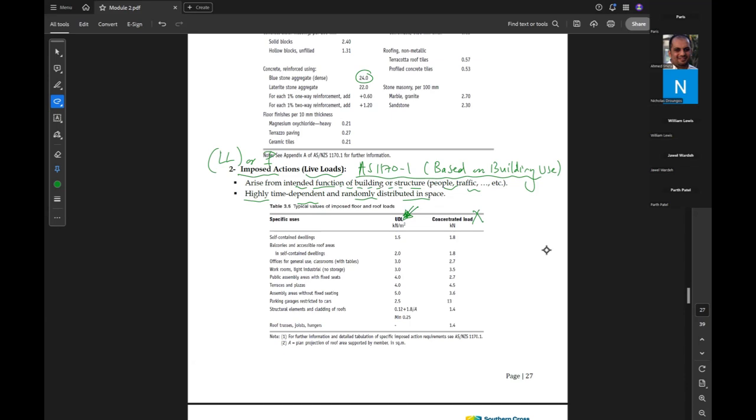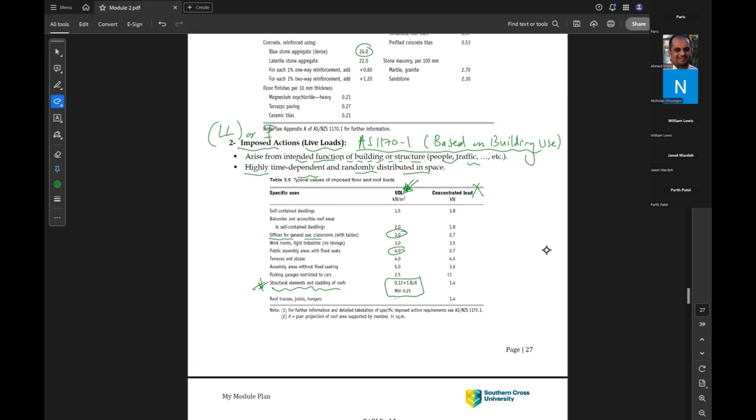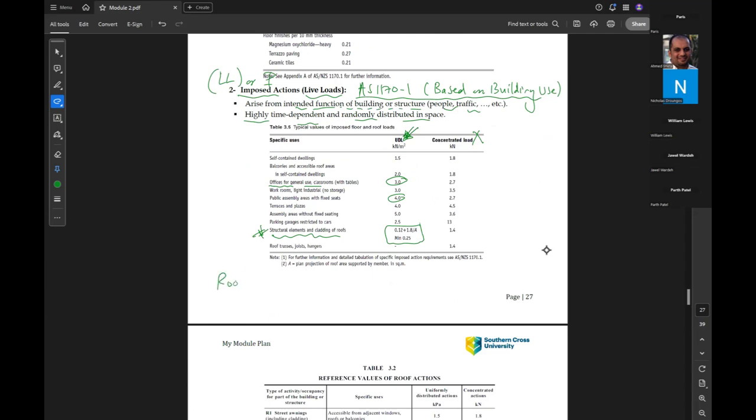uniform loads. So, for example, if the building is for general office use, the live load is 3 kilonewton per square meter. For public assembly areas, it can be 4 kilonewton per square meter. For roofs, in the standard, it is 0.12 plus 1.8 over A and a minimum of 0.25 kPa. So this is for roofs.